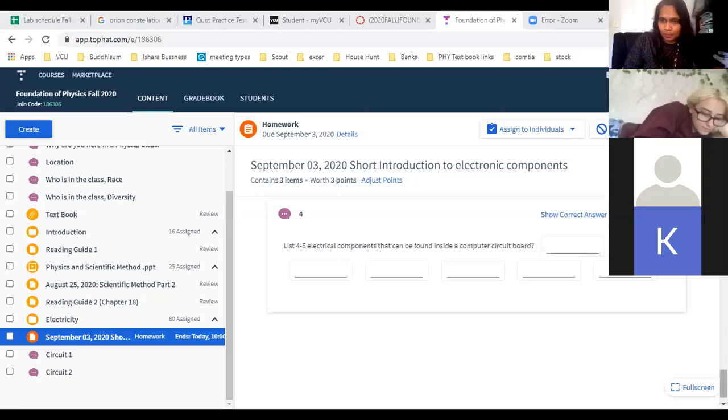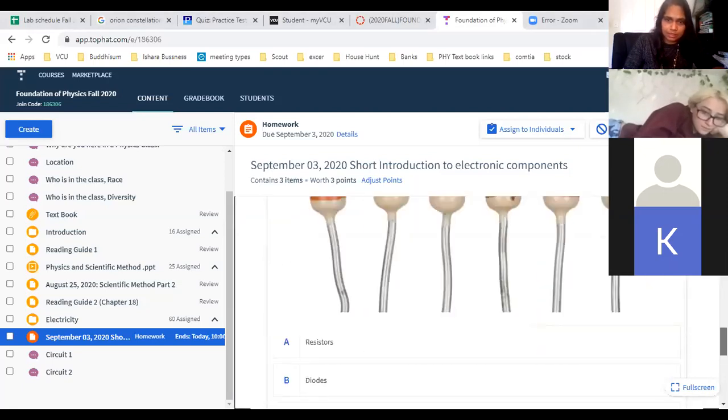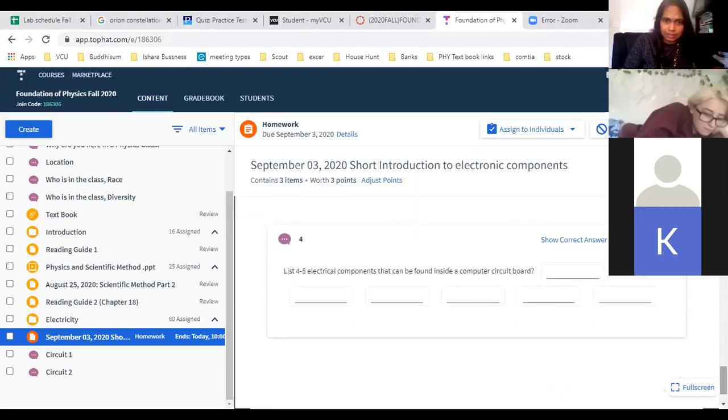A couple of components that you might see on a circuit board. Okay, I think I didn't share the screen. The first picture shows capacitors, the second one are resistors. At least four electrical components that you can find inside a computer circuit board are resistors, capacitors, diodes, and transistors, right?